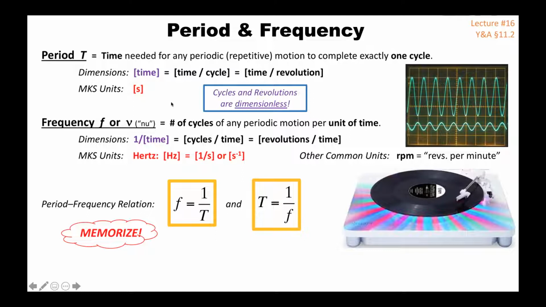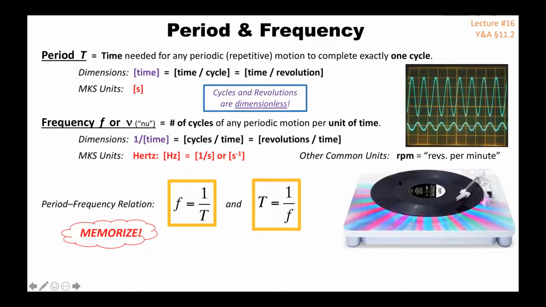Let's start off with a definition of period and frequency, which is something that many of you are probably already familiar with. The period of any repetitive or periodic motion, as we like to call it, is the amount of time it takes for that motion or that system to complete exactly one cycle or one of these repetitive events, whatever it might be. So that could be for a pendulum, the amount of time it takes to complete one full back and forth swing.